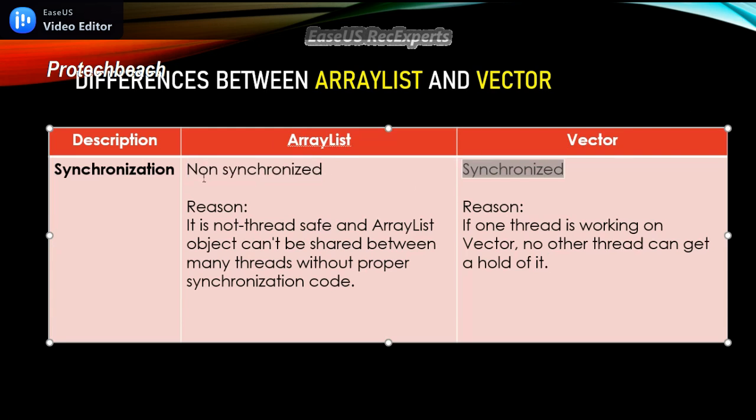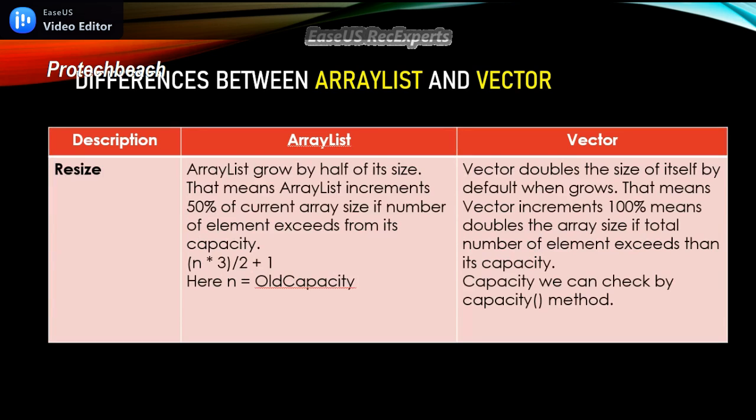So ArrayList is non-synchronized in nature. That's why it is not thread safe, but Vector is thread safe because of the synchronization. Multiple threads operating on a single object is not possible in the case of Vector, but multiple threads can operate on the same object of the ArrayList. Okay, next we'll quickly move to the next difference.